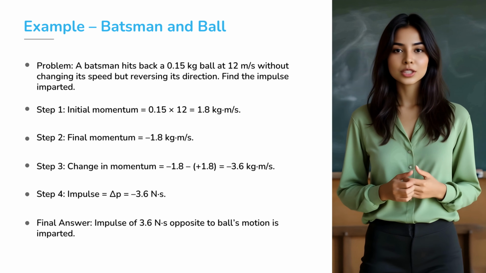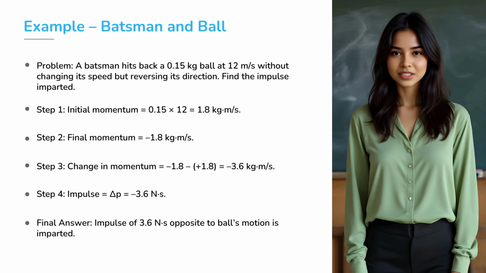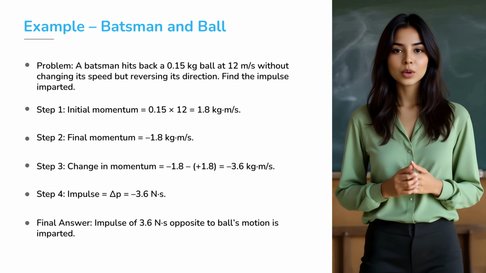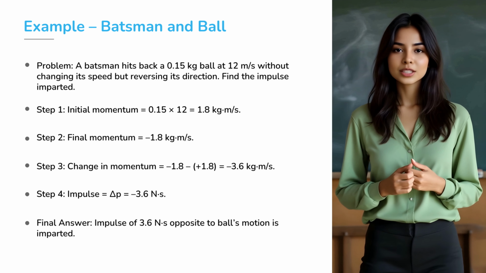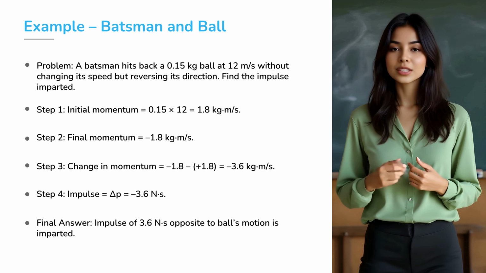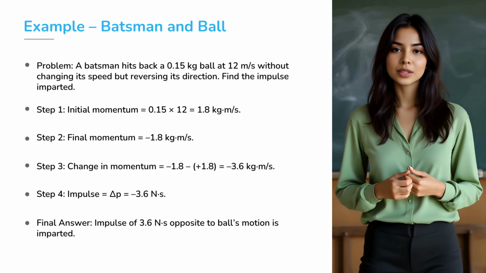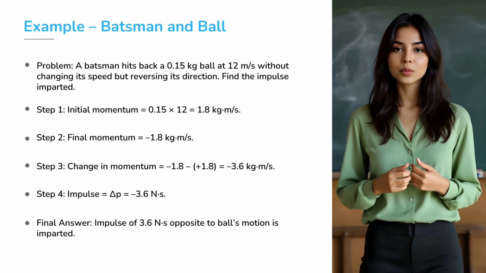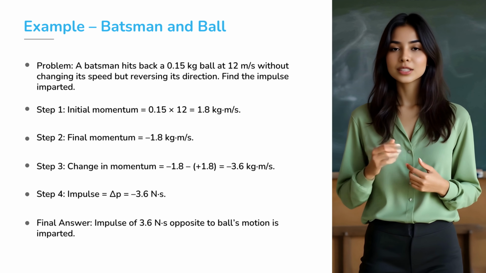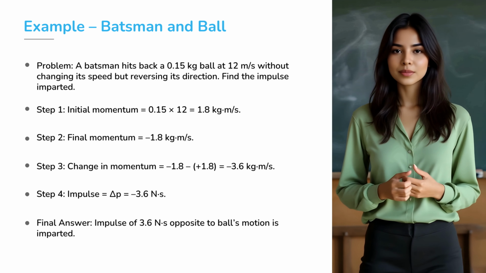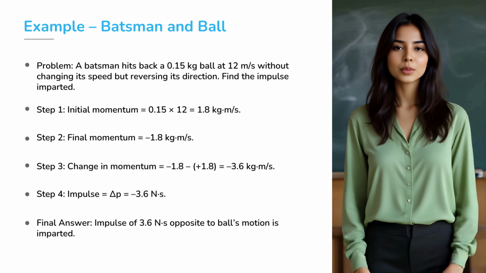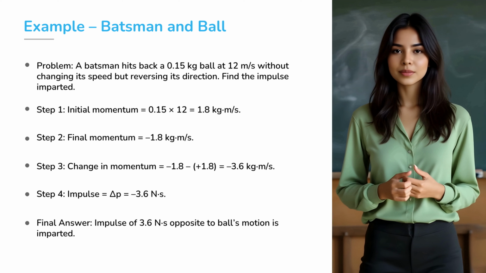Step 3. Change in momentum equals final minus initial, that is negative 1.8 minus 1.8, equal to negative 3.6 kilogram meter per second. Step 4. Impulse equals change in momentum, which is 3.6 Newton seconds opposite to the ball's motion. So the bat applied an impulse of 3.6 Newton seconds to reverse the ball's direction.